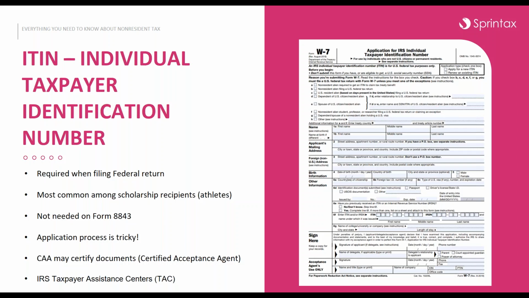If you're eligible for a social security number, you'll never need an ITIN. It's one or the other, and the social security number always trumps the ITIN. Again, if you go through the Sprintax software and we determine that you'll need an ITIN, we will prepare Form W7 for you, and then we'll give you instructions on what to do next with that document. Essentially, you'll need to go to a certified acceptance agent and get your passport certified, basically to say that the person on this form is indeed the person that I'm looking at within this passport.